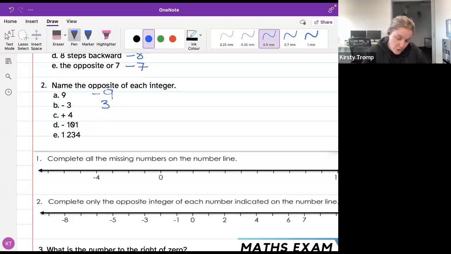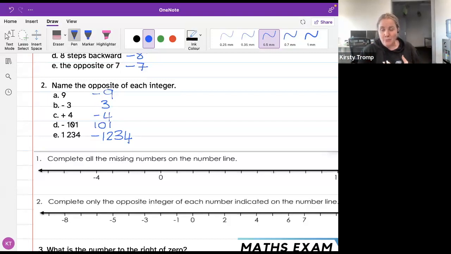For positive 4, the answer would be negative 4. For negative 101, its additive inverse, or its opposite, would be positive 101. And for positive 1,234, it would be negative 1,234. All right, so that's looking at our opposites, or the fancy word to say it, our additive inverses.